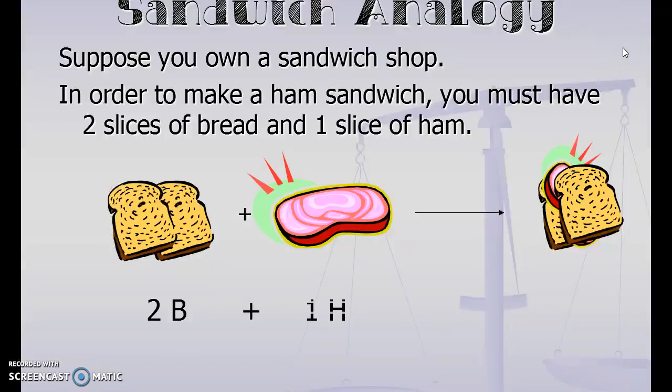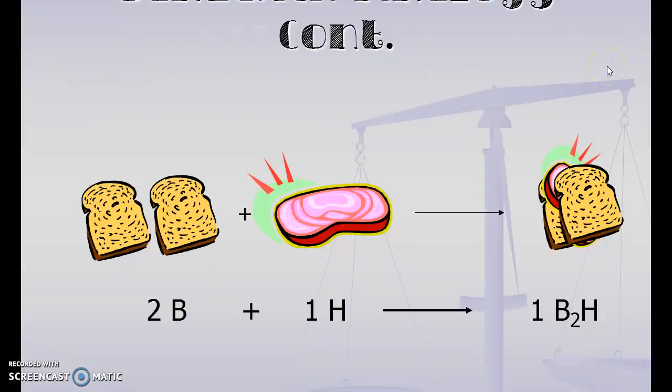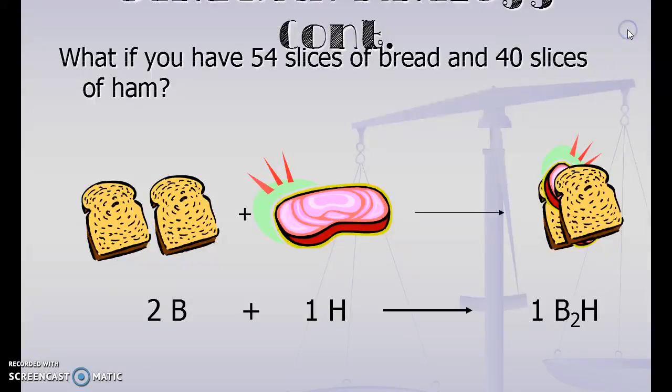Okay, so in our little chemistry world, that's 2B plus 1H equals 1B2H. Look at that ham sandwich glow, right? Okay, so what if we looked at the amount of product, the amount of materials that we had for our day as we open up our sandwich shop, and we realize we've got 54 slices of bread and we have 40 slices of ham.